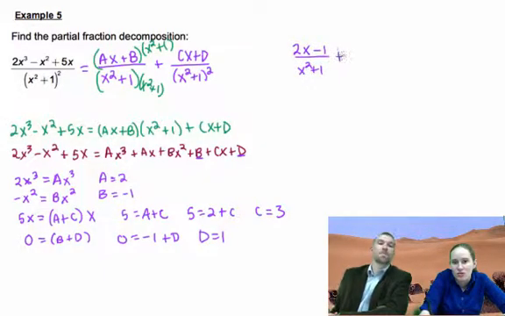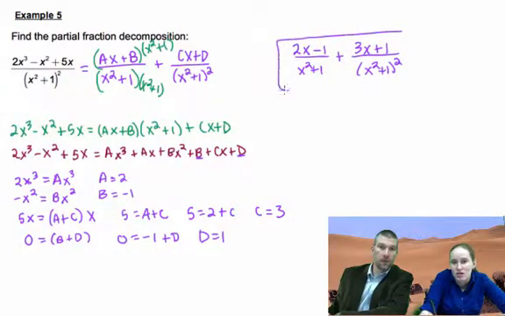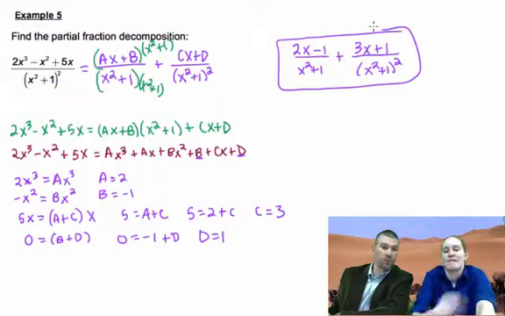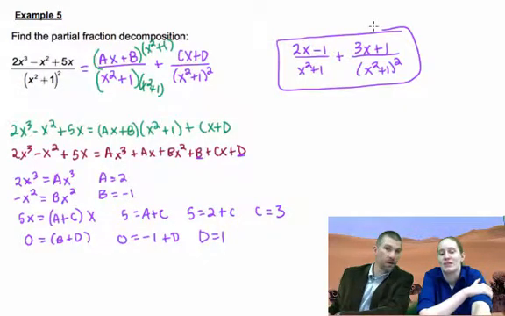So that's our first one. C is 3 plus d, which is 1, over x squared plus 1 squared. There you go. Graph both those puppies. Check them out, if you want.